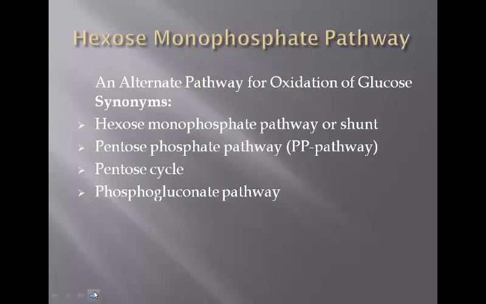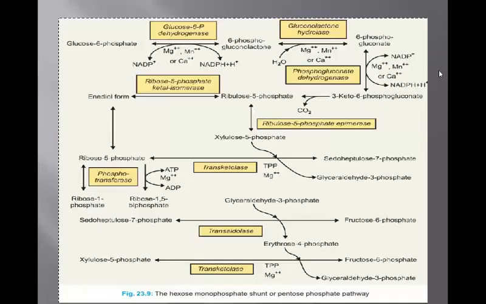And the intermediates of this cycle also participate in a number of pathways for the synthesis of different compounds. And that is why it is also called pentose cycle. The first stable compound which is formed in this pathway is phosphogluconate. That is why it is also called phosphogluconate pathway.